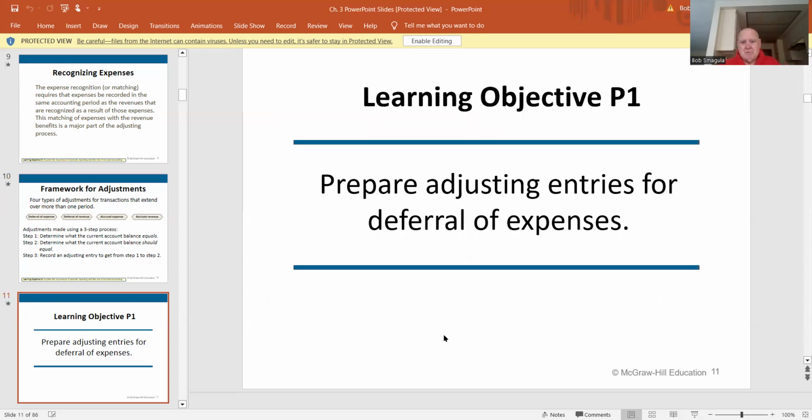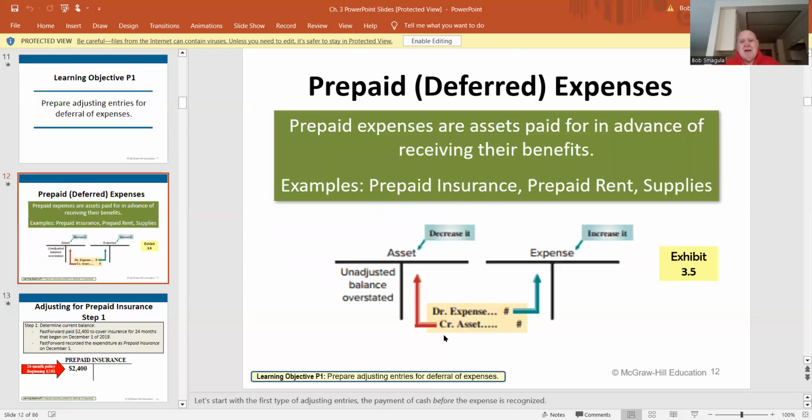Adjusting entry for deferral. Prepaid assets, okay? Deferral, I'm going to say this a few more times today. Deferrals: money has changed hands, but nobody has yet recorded a revenue or expense because they haven't earned it yet. Prepaid expenses are assets paid for in advance of receiving their benefits.